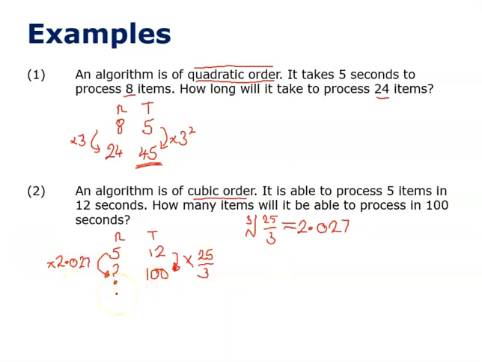2.027. And if I times it by my 5, I'm going to get 10.14. Now, presumably I can't process 10.14 items, so presumably my answer is actually 10. I'm not sure if I've got the answers on this. 45 seconds and 10 items, yeah.